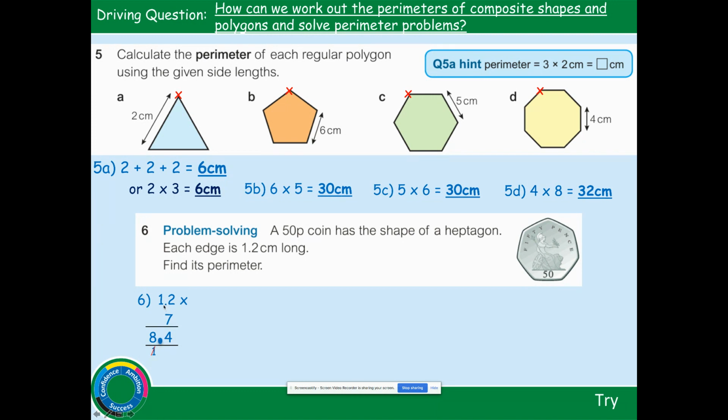I've got 1 decimal place in my question, so I need to have 1 decimal place in my answer. So the answer is 8.4, and we're measuring in centimetres. So remember to include the units of measure.